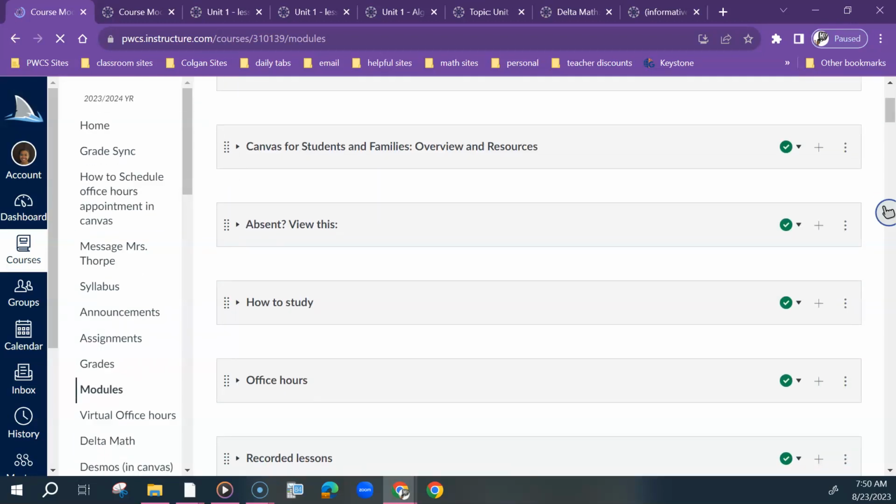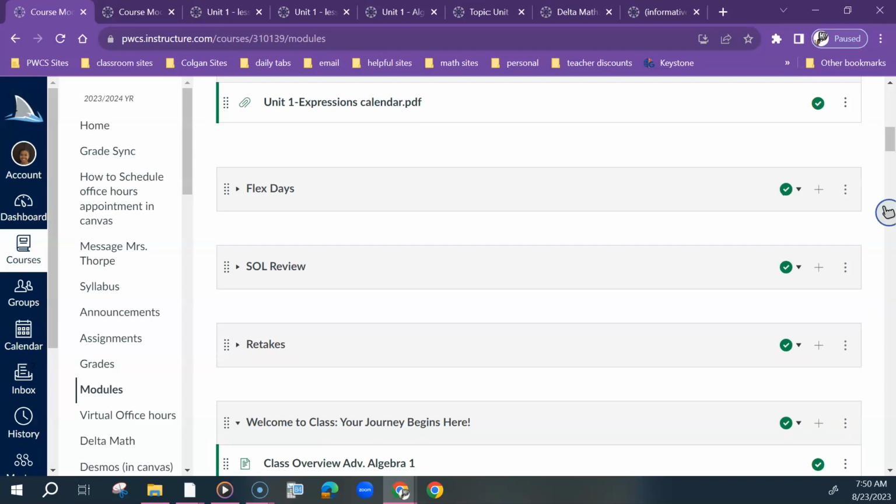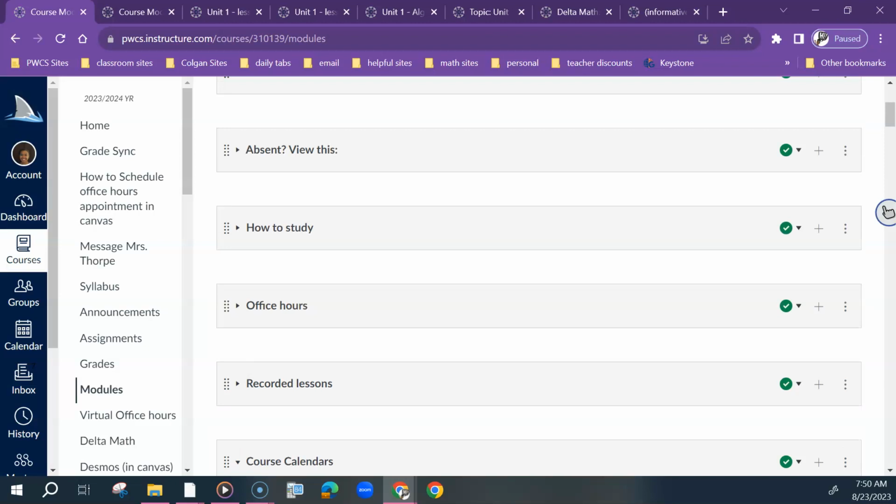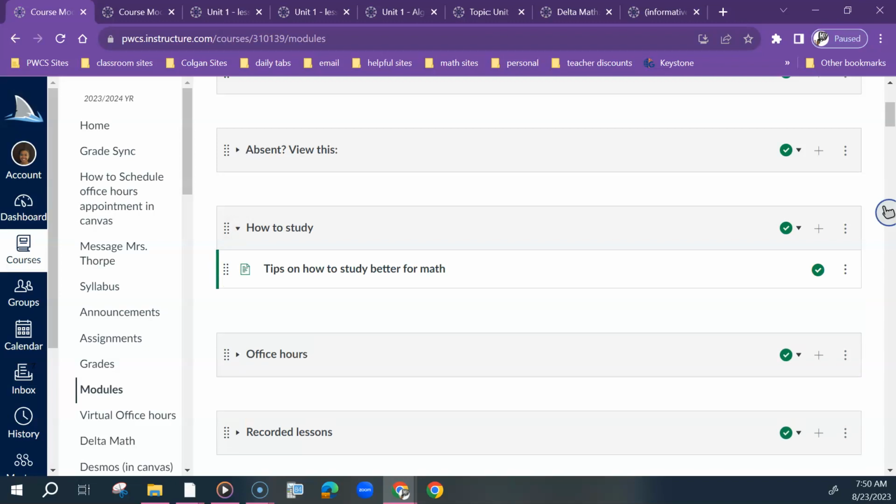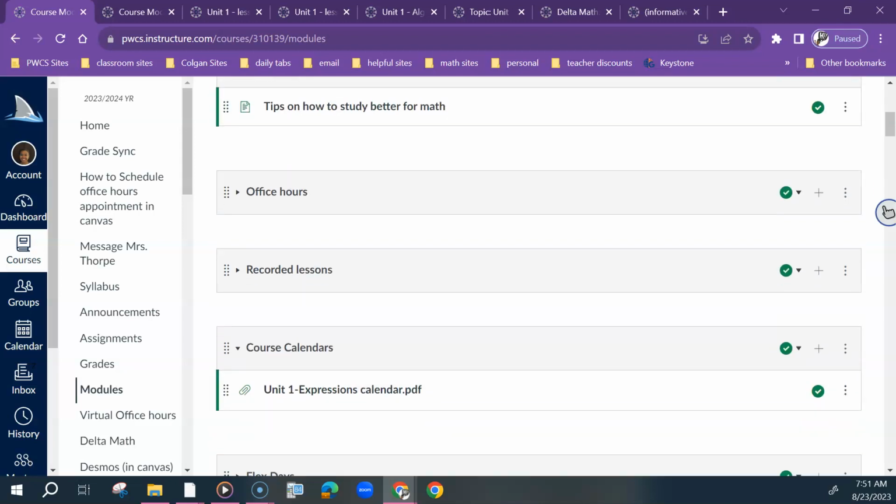Some important modules. If you're ever absent, there's the absent module. It'll have explanations on what you should be doing for the day, things you need to go back and look at, all those things. The How to Study module is good for tips. If you're not sure how you should study math, that's a good place to look. There are also places here, but it's kind of hard to see, I realize that now. You're welcome to look at that as well. It has some of the things, but not the same things. These are more advice from previous students. These are my tips. Recorded lessons.